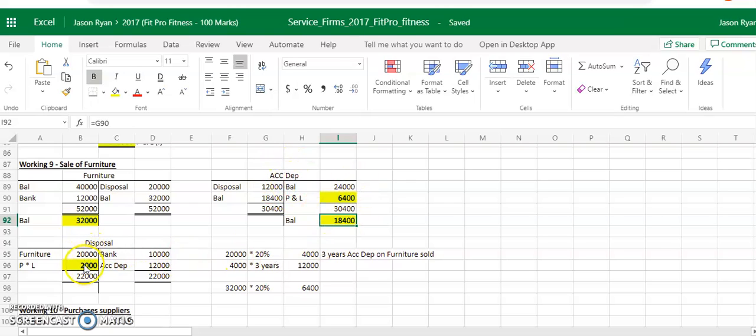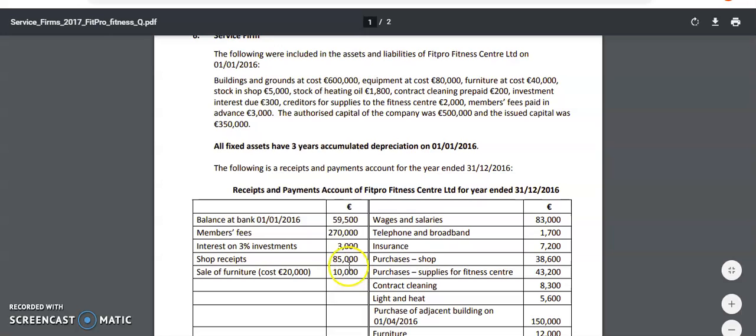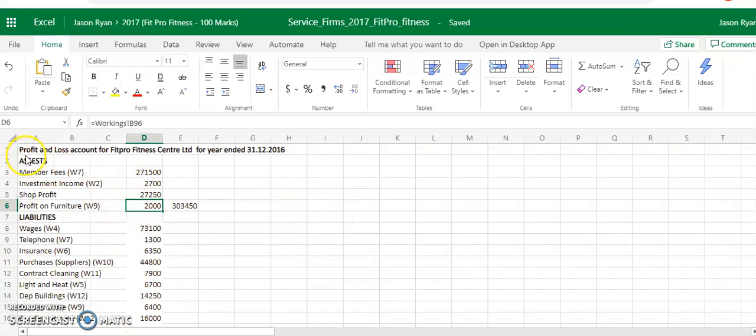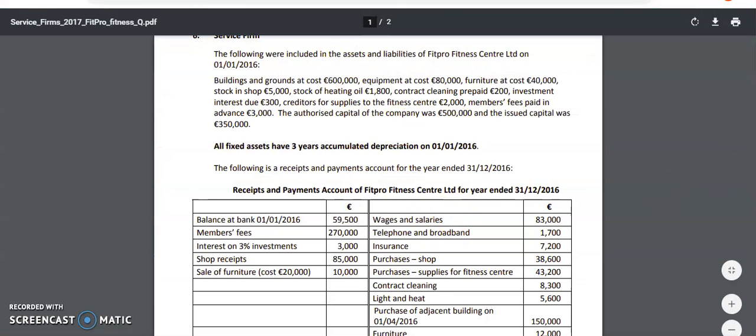depreciation. Then the disposal, so the bank, we got 10,000 for it. Where does that 10,000 come from? This 10,000 here, that's given to us in the question. So we would have received 22,000 for the asset. It was only worth 20,000, so we made a profit of 2,000. So that 2,000 goes into your assets as a profit. So you're going to add up all your assets. Then we're going to work down through our liabilities.